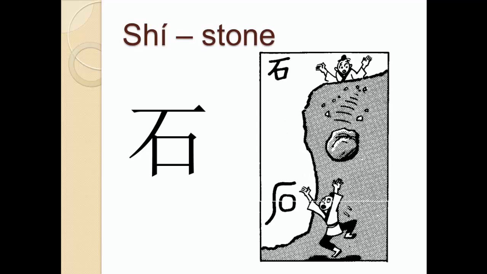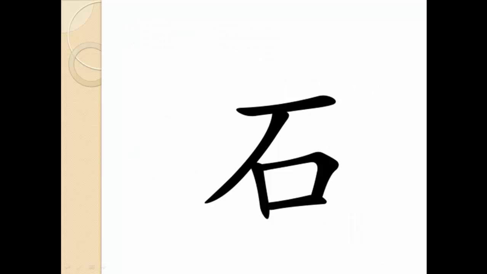The next radical is stone, 石. It's a picture of a stone falling from a cliff. I don't know why this guy is trying to catch it. They ask me every year. And here's how we draw it.